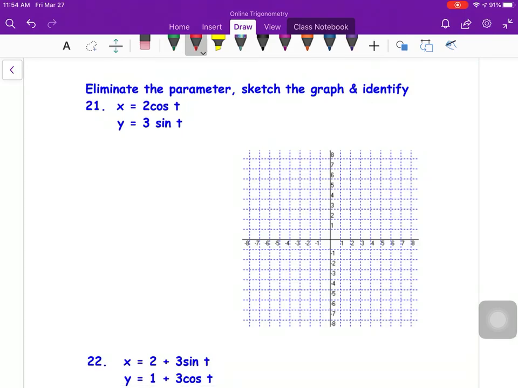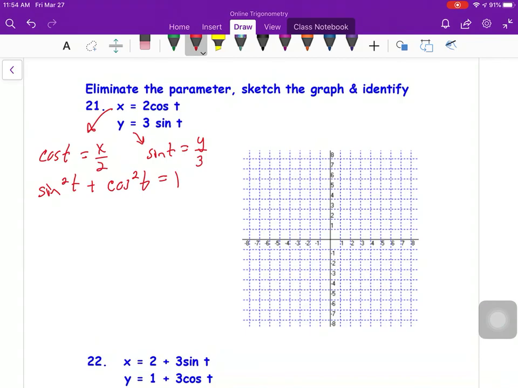Okay, the last topic in this chapter was parametric equations, and in parametric equations we first try to isolate the trig function. So the cosine of t would be equal to x over 2, and the sine of t would be equal to y over 3. And then we use the Pythagorean identity, sine squared t plus cosine squared t equals 1.